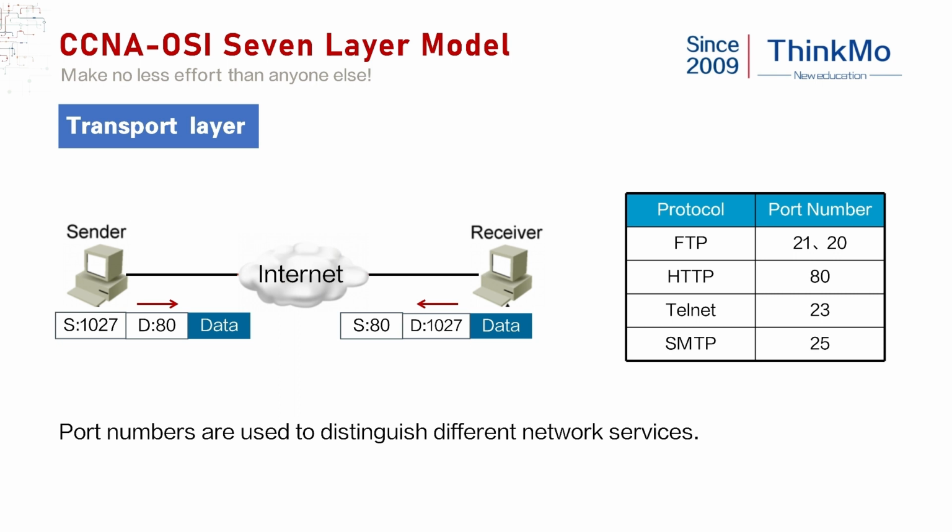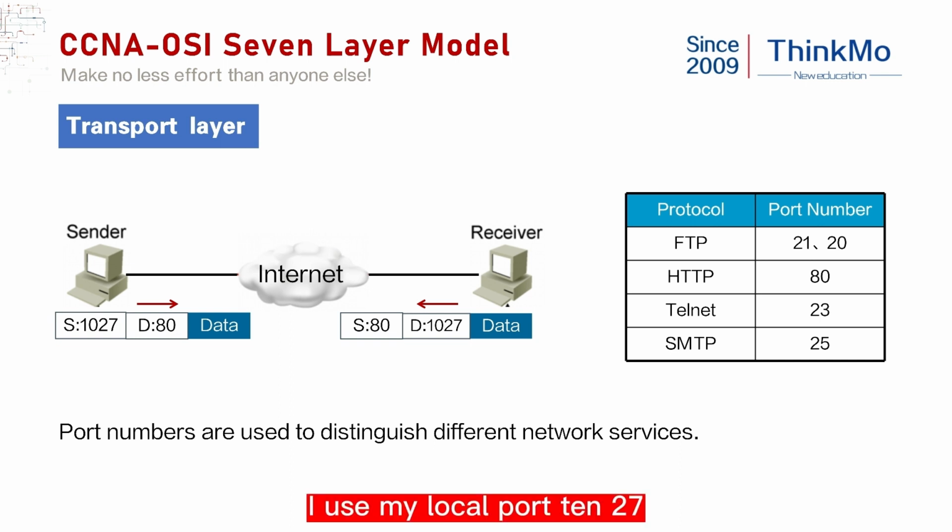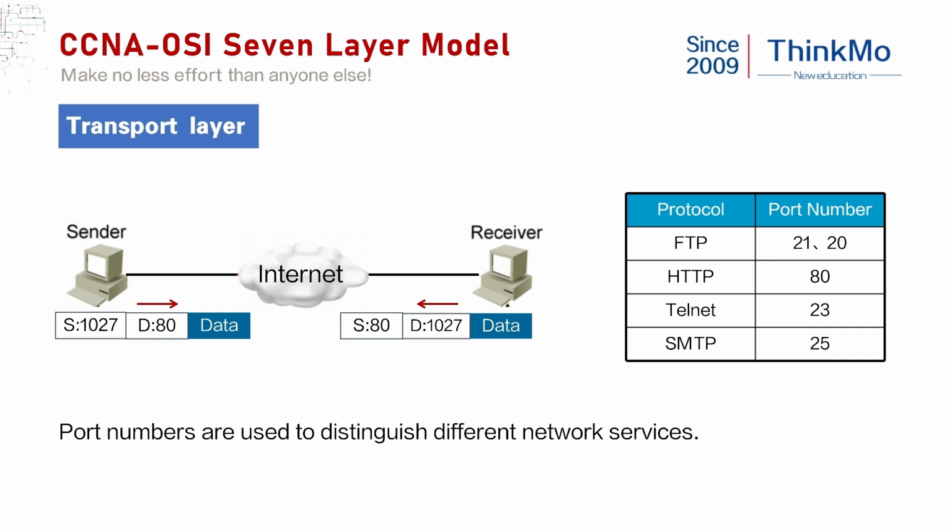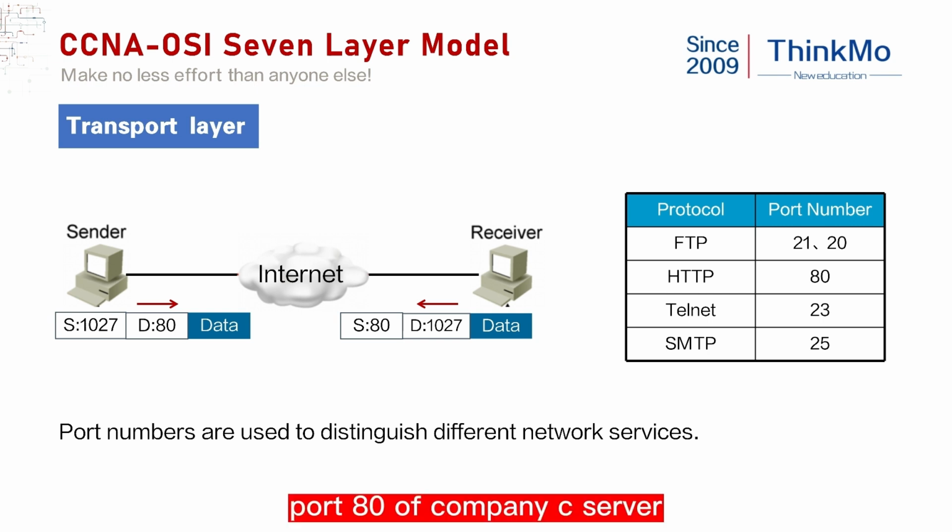When we go to the peer end, you have a port on the peer end. You must also have a local port. It uses 1027 here. I use my local port 1027 to access your peer. Assuming this is from a C company, port 80 of company C's server. Can you understand? Port 80 of company C's server.